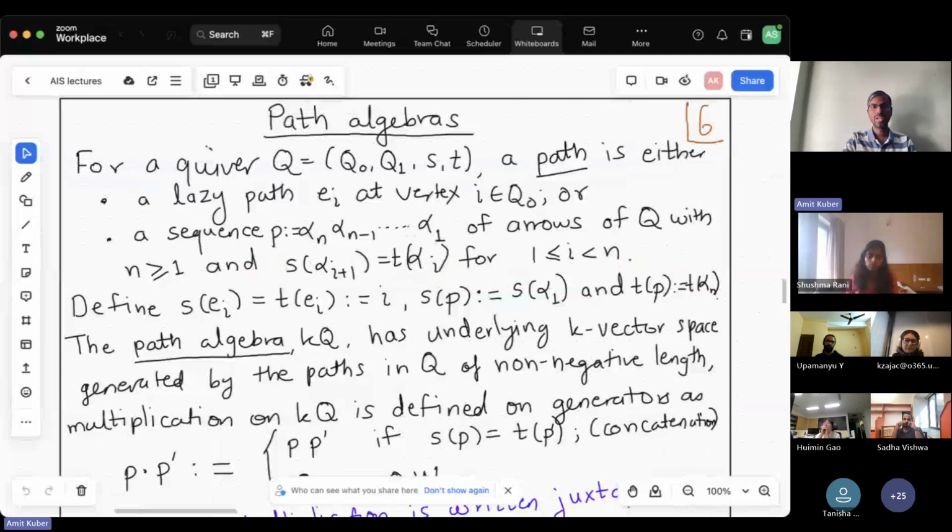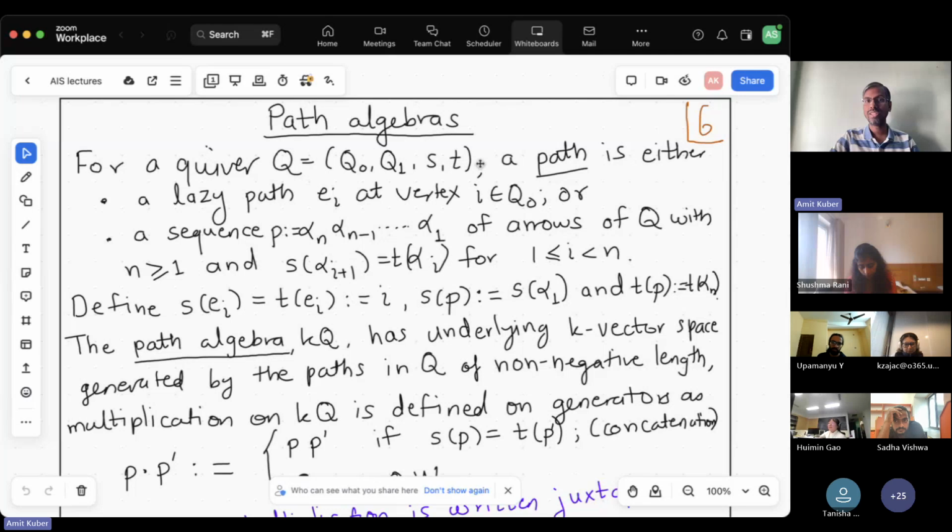This is the main object of study. I was just doing the basics so far. So, path algebras. Now you are given a quiver Q. Q0 is the vertex set, Q1 is the set of arrows, and S and T are functions from Q1 to Q0, which take each arrow to its source and target.